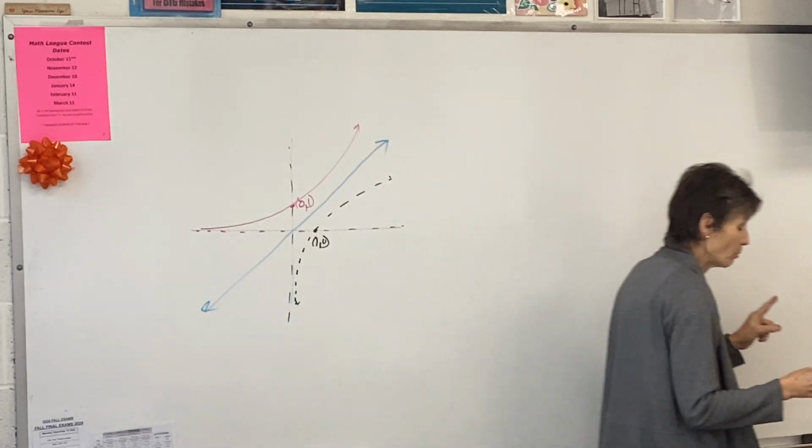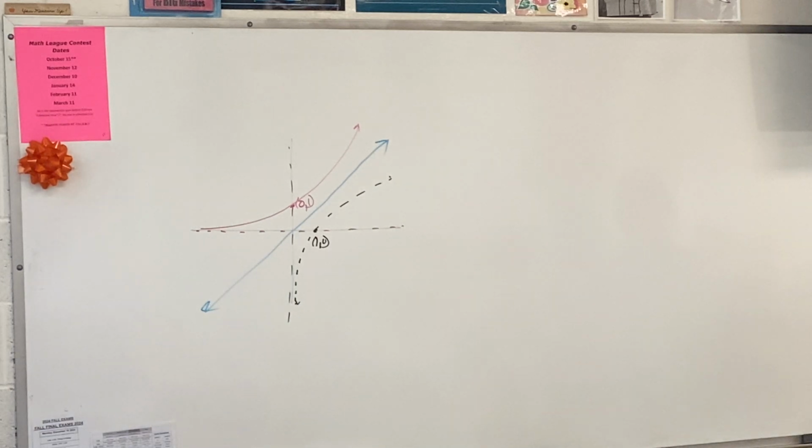Okay, and then the other important point is, if I have a point on my logarithm curve, then the flipped point would be on my exponential curve. Right? Okay. Example 2. Show that f and g are inverse functions.